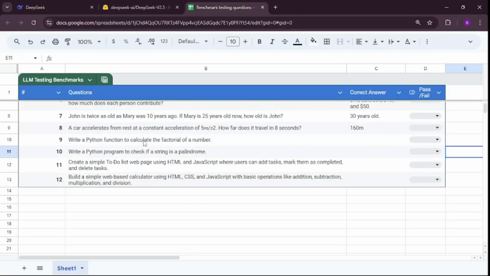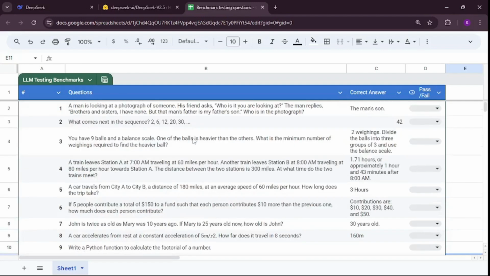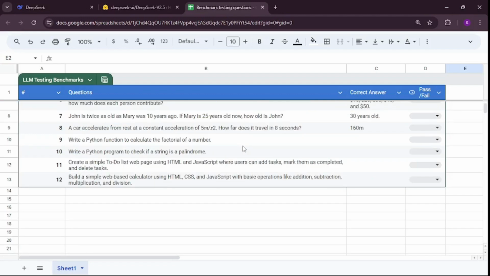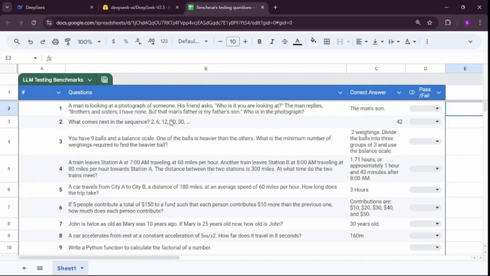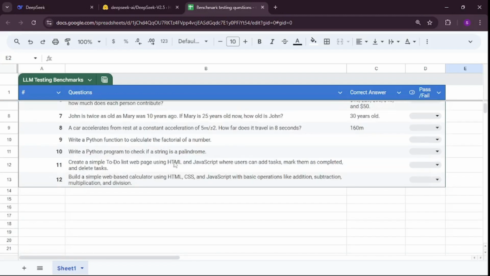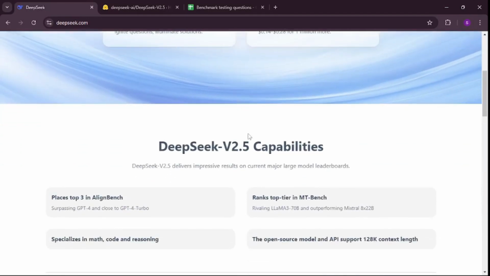We're going to test this out with 12 benchmark questions, and I have the correct answers for all of them. We're going to test this on the DeepSeek web app and see whether they pass the test or not. After testing all of these, I'm going to give my personal honest view about DeepSeek v2.5. The first 8 questions are word problems, mathematical questions, physics numerical problems, and general reasoning questions. The last 4 questions are related to programming, because DeepSeek claims that DeepSeek v2.5 specializes in math, code, and reasoning. So we're going to test these 3 areas today and check whether their claims are accurate or not.